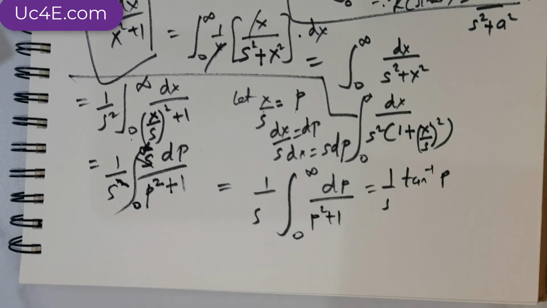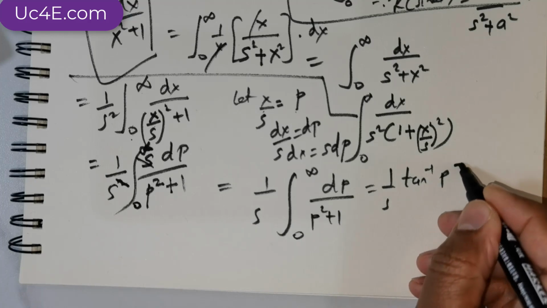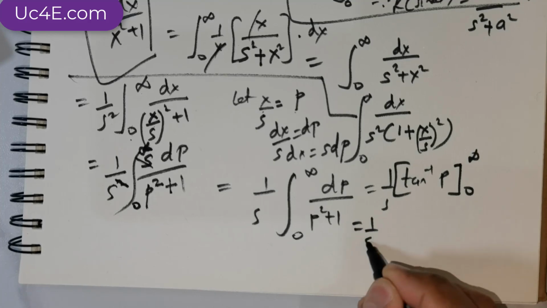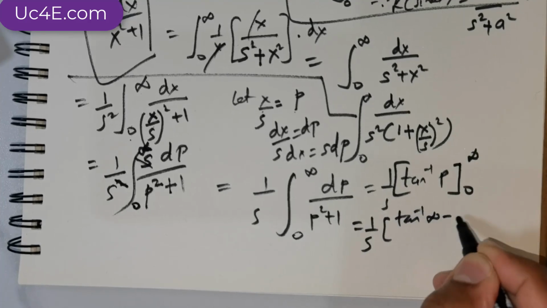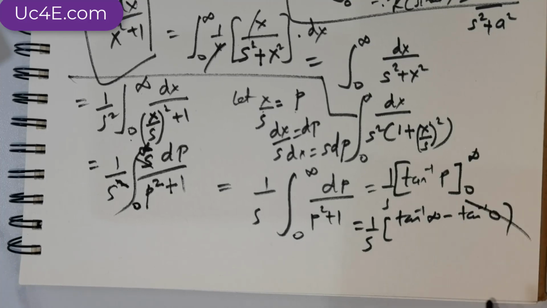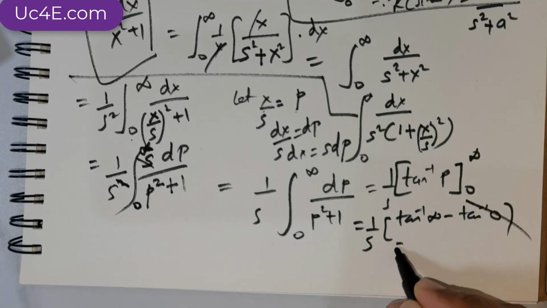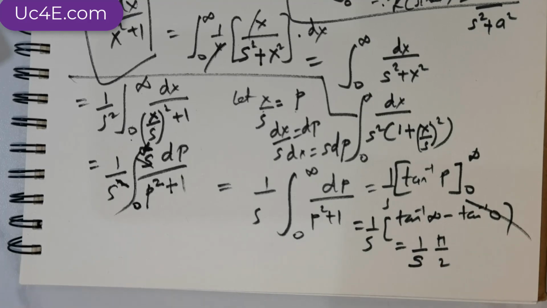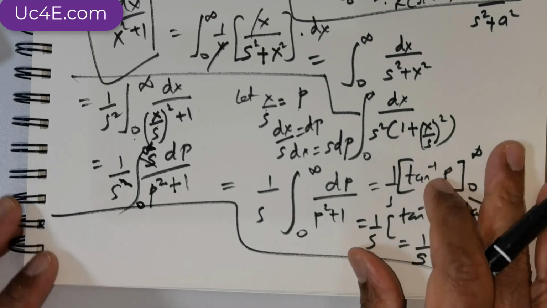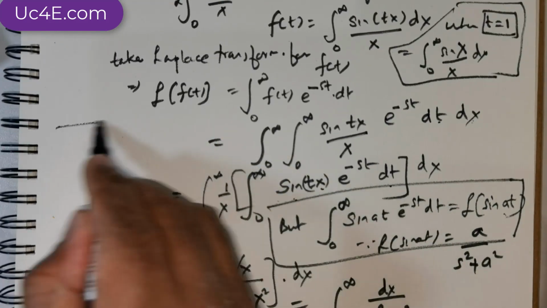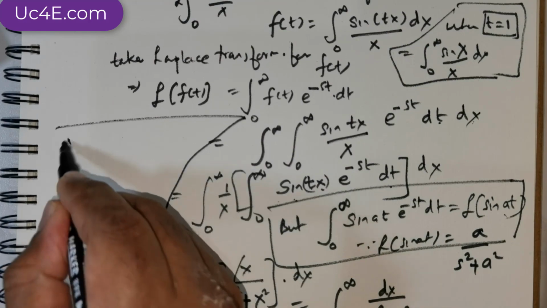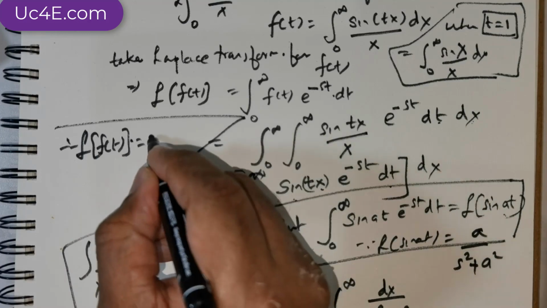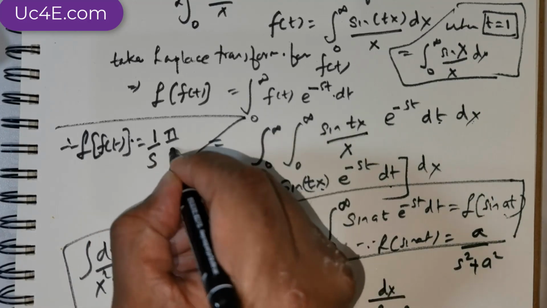So in this case this is going to be tan inverse of p, and the limits are 0 to infinity. If I substitute the upper limit, I get 1 over s times tan inverse of infinity minus tan inverse of 0. Tan inverse of 0 vanishes, and tan inverse of infinity gives pi over 2. So you get 1 over s times pi over 2. Now on the left, we took the Laplace transform of f of t. Therefore L of f of t is equal to 1 over s times pi over 2.